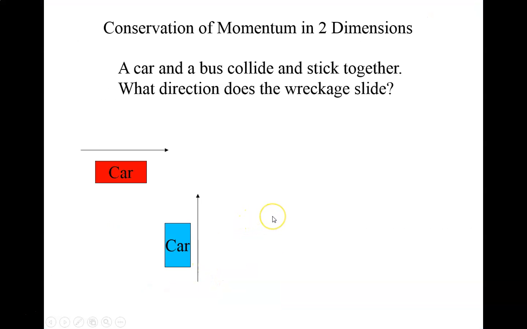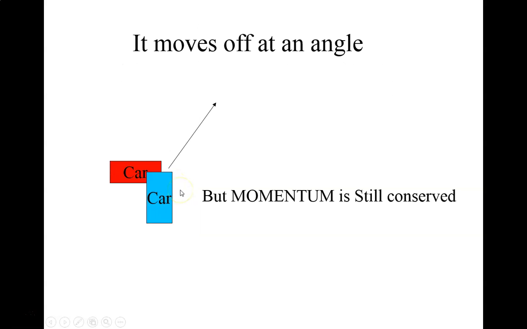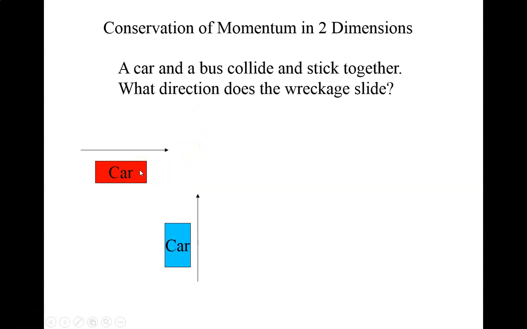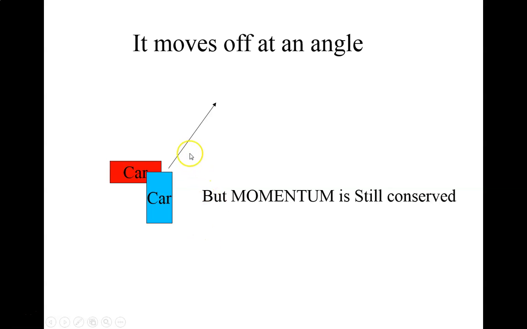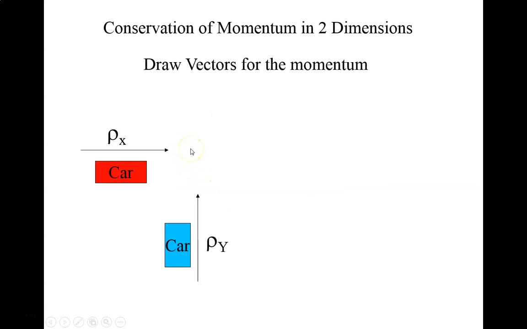So real quick on that, and also fairly quick on conservation of momentum in 2 dimensions. Let's say we have 2 cars on ice and they can't stop. They hit. What direction is the wreckage going to slide? It's going to slide off at an angle. Initially the red car started with x momentum, and the blue car started with y momentum. Afterwards, the wreckage is going to have both x and y momentum.